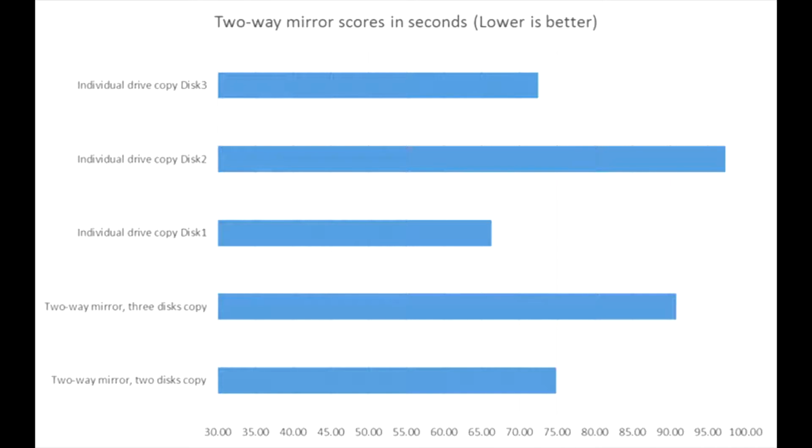I got 74.8 seconds, which is around the speed of disk 3 in our baseline tests. This makes sense because I combined disks 1 and 3, the best performing, for this test. This also explains why I got 90.7 seconds when I did a two-way mirror with 3 disks. That score is similar to disk 2, the worst performing of the bunch. Remember, a lower time is better.